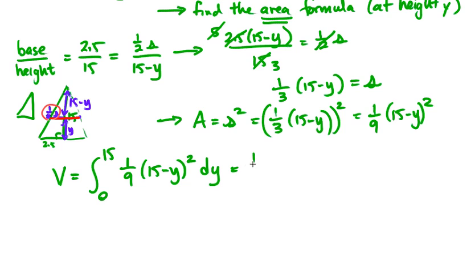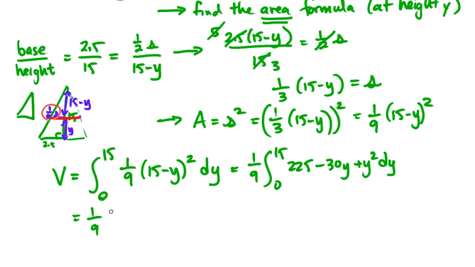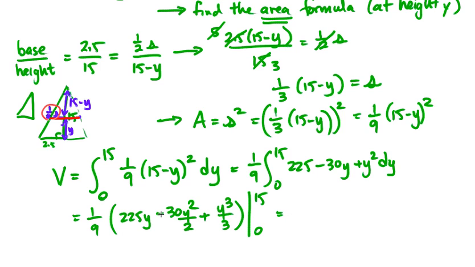So let's try it. 1/9, integral from 0 to 15. If I expand this out, I get 225 minus 30y plus y squared dy. And calculating that, I get 1/9 of 225y minus 30y squared over 2 plus y cubed over 3, all evaluated from 0 to 15, which just means substitute in 15 for each of these values. And go ahead and do that on your calculator, and magically you get 125, and it's still meters cubed.